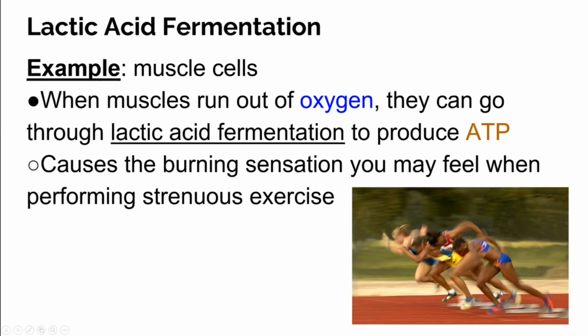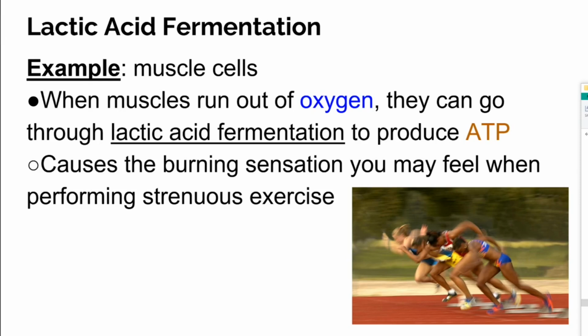All right. The other form of fermentation that we see, and this is going to be more common in animals, is lactic acid fermentation. And muscle cells do this all the time. Muscle cells run out of oxygen pretty often when you undergo strenuous exercise, especially if you have fast twitch muscles, like sprinters, for instance. They are going to be depleting their oxygen reserves very quickly. In fact, in a matter of seconds, they can deplete their oxygen reserves. So without oxygen, the cells will undergo lactic acid fermentation in order to produce ATP.